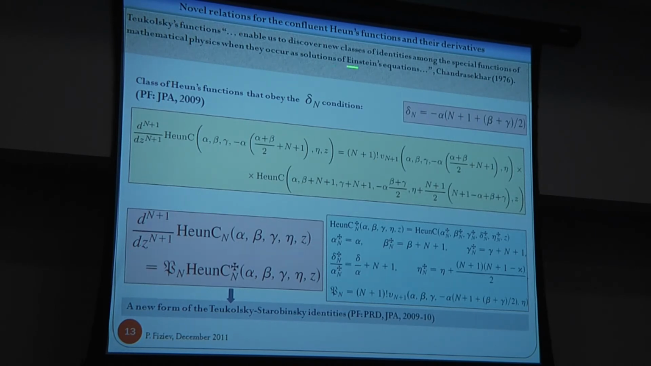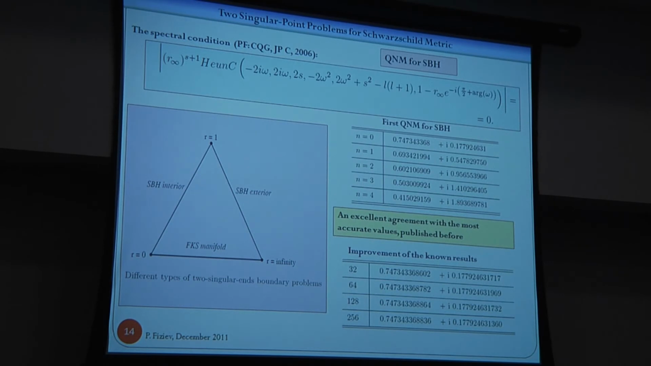So using this, I can refer to a sentence by Chandrasekhar, who in a paper in 1976 proposed to introduce Teukolsky functions as new special functions in theoretical physics, and insisted that they are very important and generate a lot of interesting identities. Actually, this discovery shows that all these things are related with identities for Heun functions as standard mathematical functions.